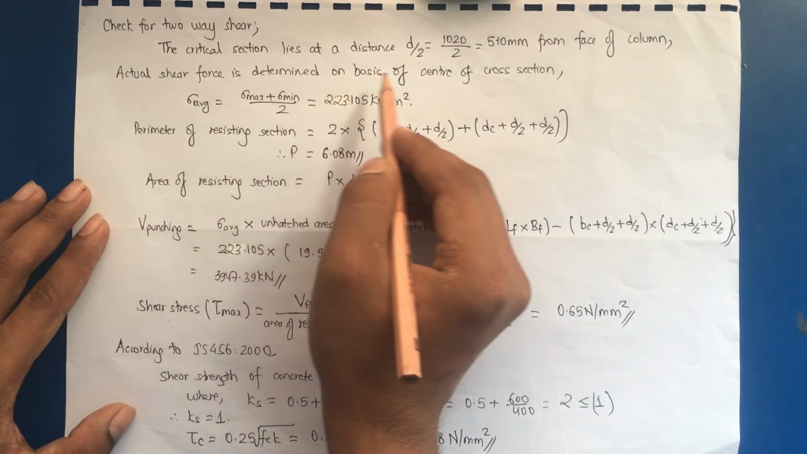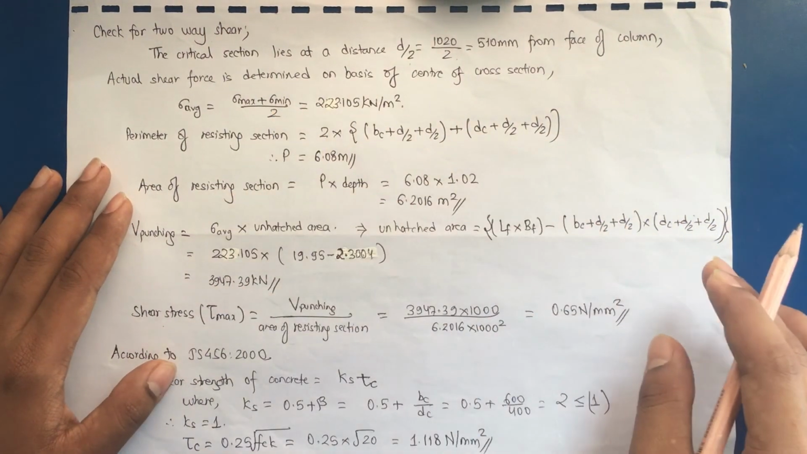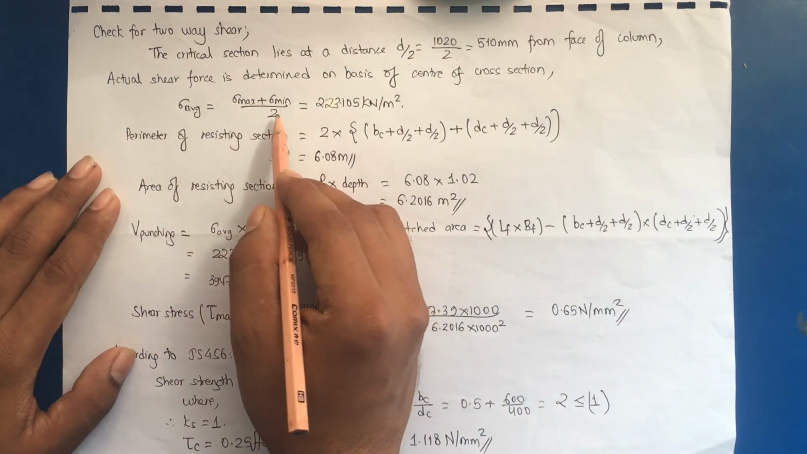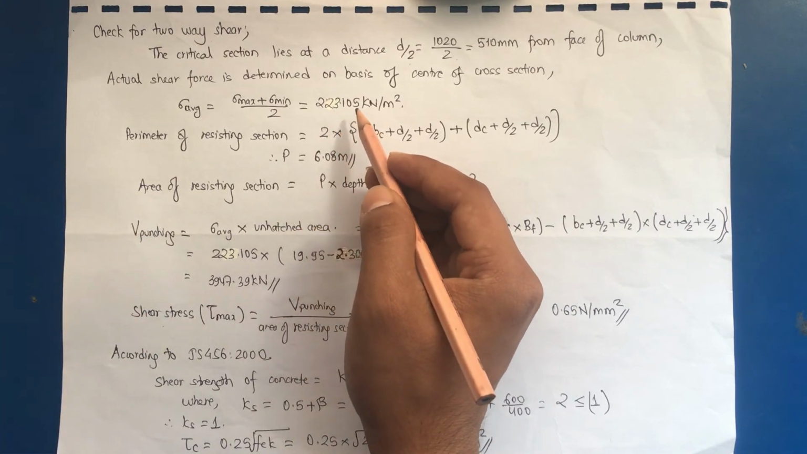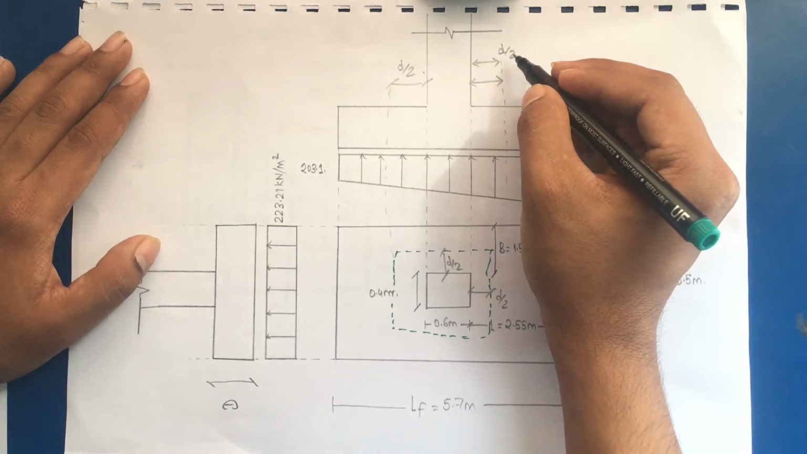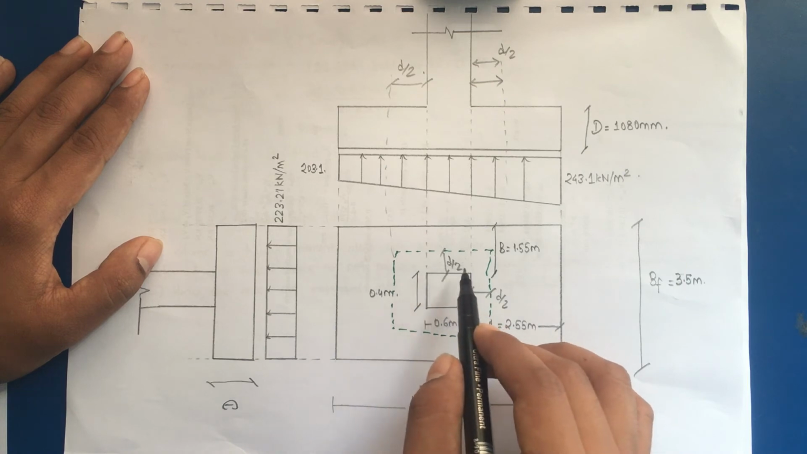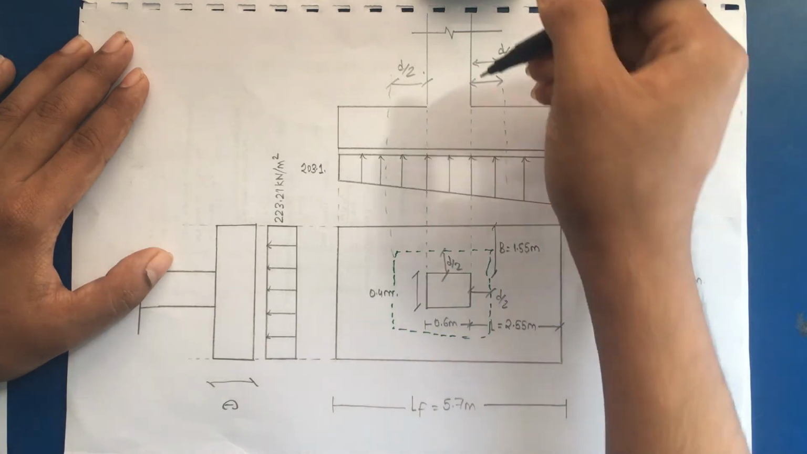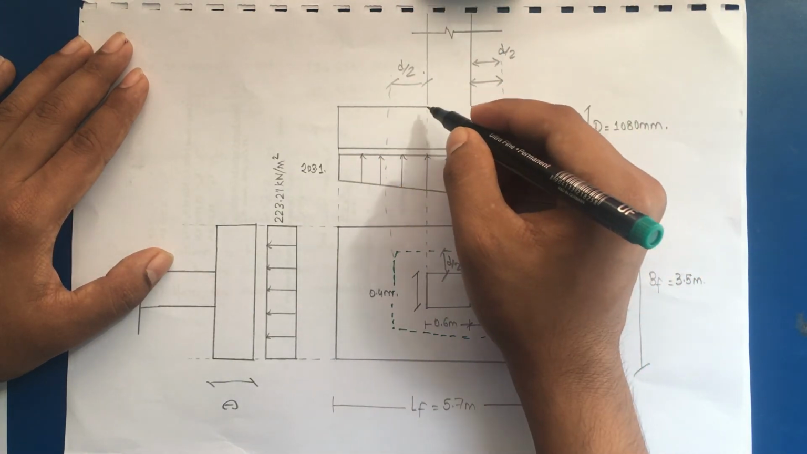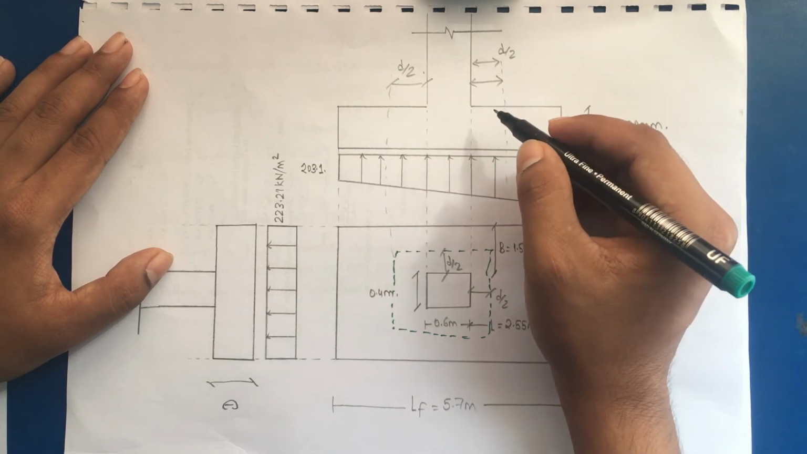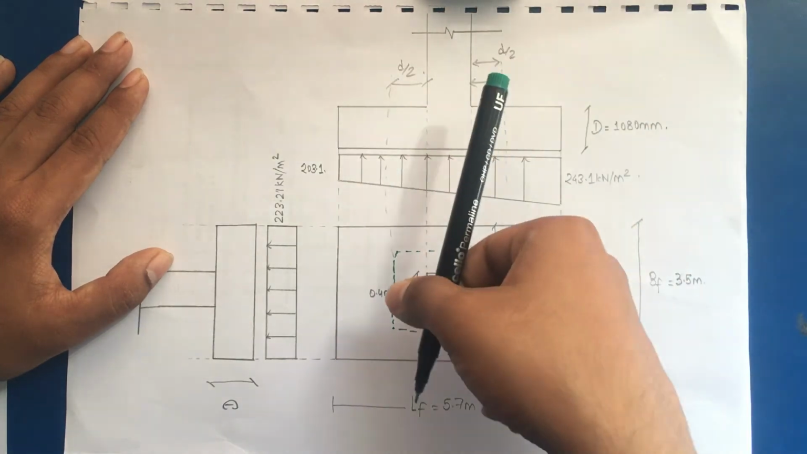Actual shear force is determined on the basis of the center of the cross section. So we'll take the average of the maximum and minimum value along the longer direction, which is basically sigma max plus minimum divided by 2, and this comes as 223.105 kilonewton per meter square. So for two-way shear, the critical section is at distance d by 2 from the face of the column. So basically the punching means the column will penetrate into the footing, and that is known as the two-way shear effect. So that has to be resisted with the greater depth. If the depth of the footing is sufficient, then the column cannot penetrate into the footing.